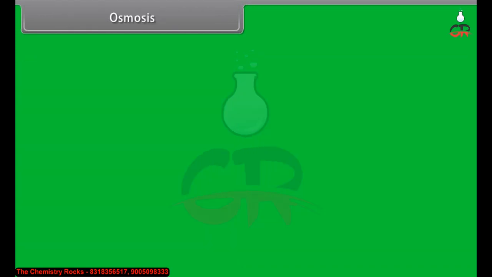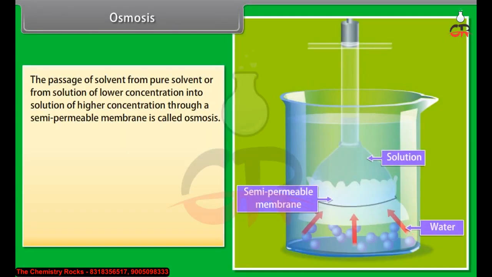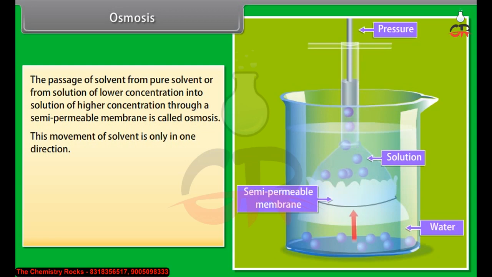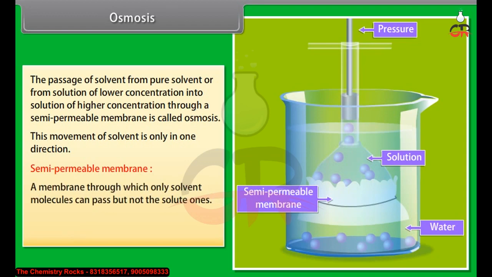Osmosis. The passage of solvent from pure solvent, or from a solution of lower concentration, into a solution of higher concentration through a semi-permeable membrane is called osmosis. This movement of solvent is only in one direction. Semi-permeable membrane: a membrane through which only solvent molecules can pass, but not the solute ones. For example, cellophane, parchment paper, and the wall of a living cell.